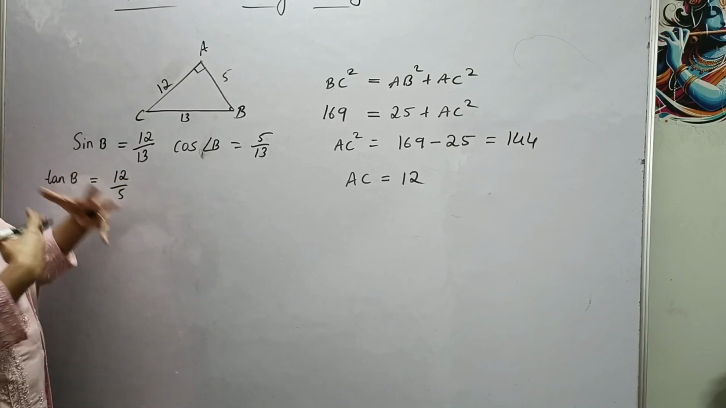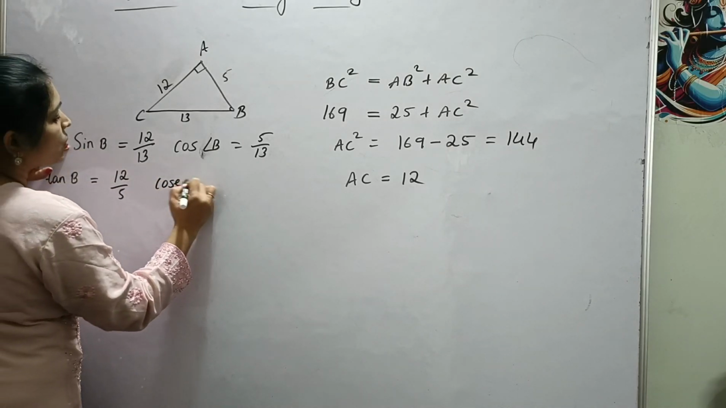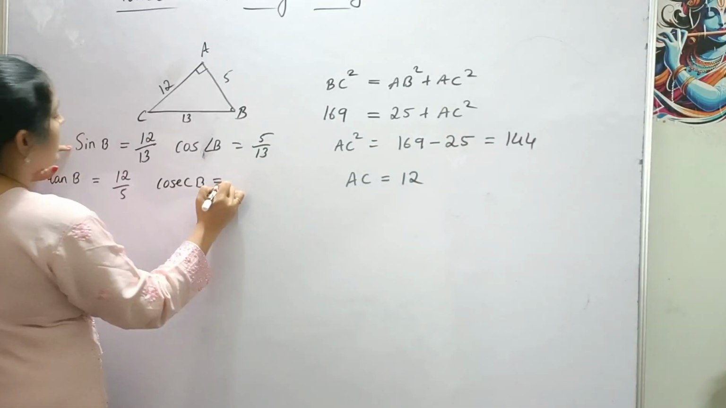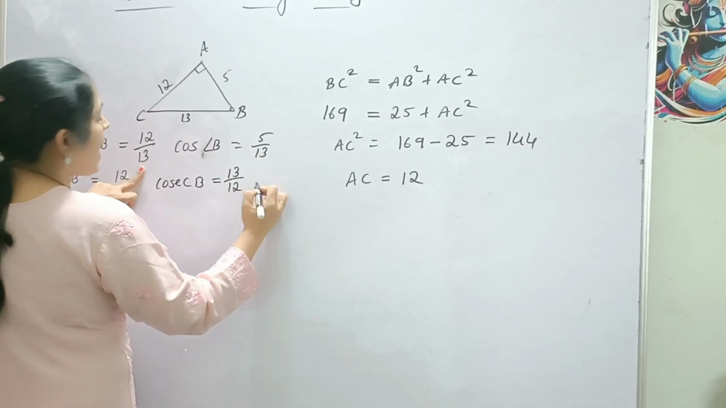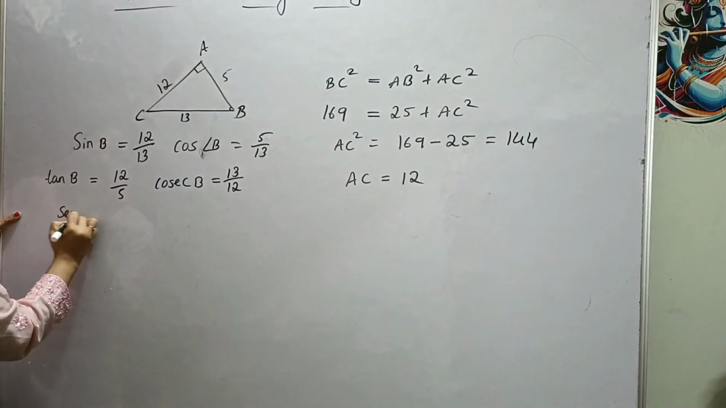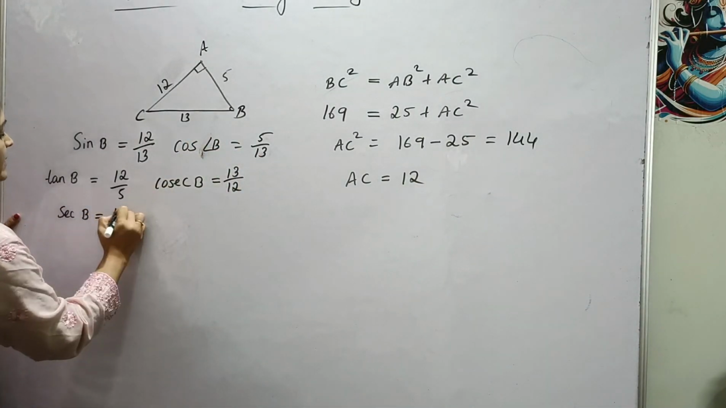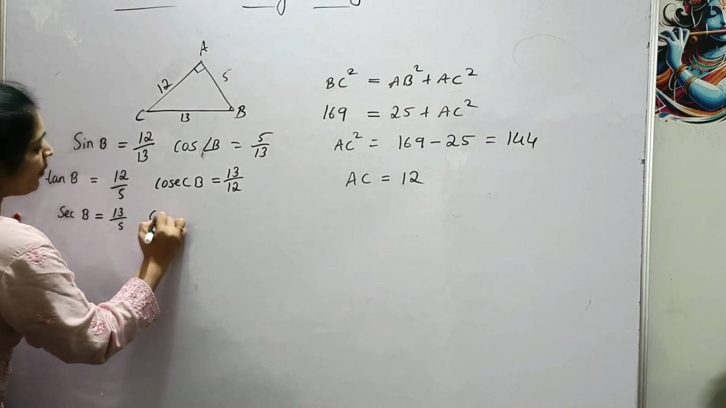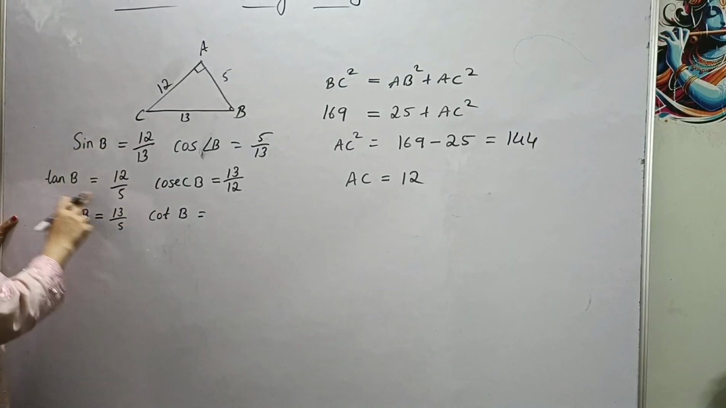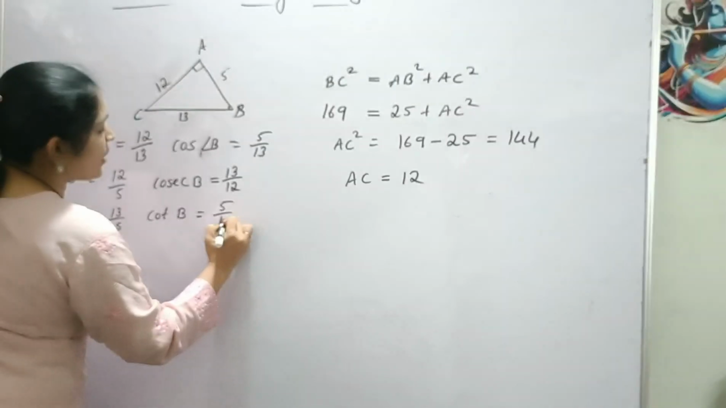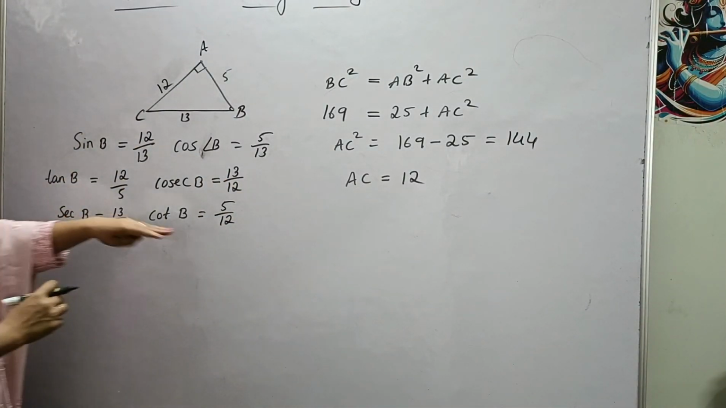Then what about the other three ratios? Cosec B is 13 by 12, the reciprocal of sine. Sec B is equal to the reciprocal of cos B, that is 13 by 5. What about cot? Cot B is the reciprocal of tan, that is 5 by 12.